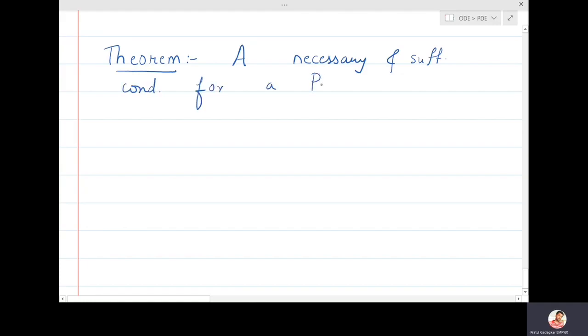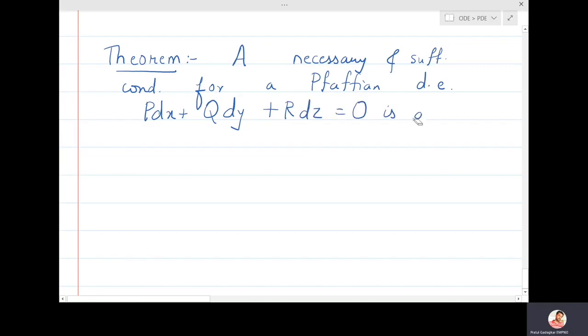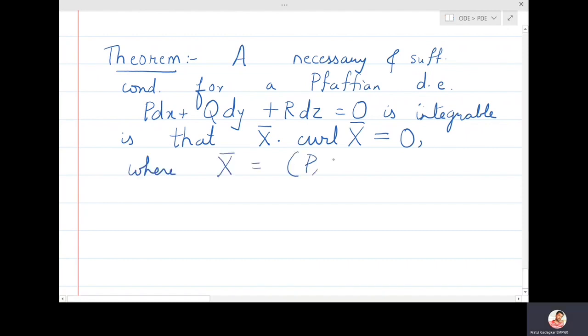Now we come to the most important theorem in this particular section. The theorem: a necessary and sufficient condition for a Pfaffian differential equation p dx plus q dy plus r dz equal to zero is integrable, is that x bar dot curl x bar is equal to zero, where x bar is p, q and r.